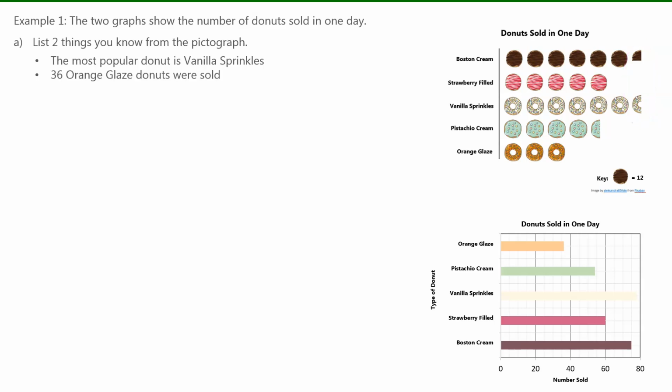We have 36 orange glazed donuts that were sold. So I can see that straight from my graph here. Each donut is worth 12, and 12 times 3 gives me 36. List two things you know from the bar graph.